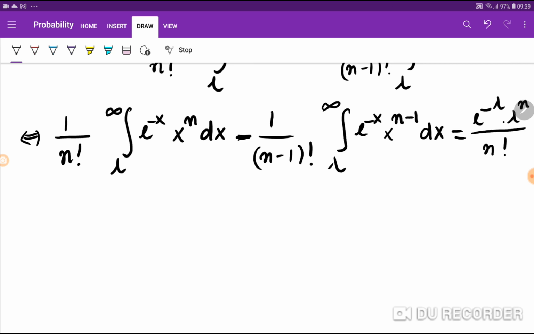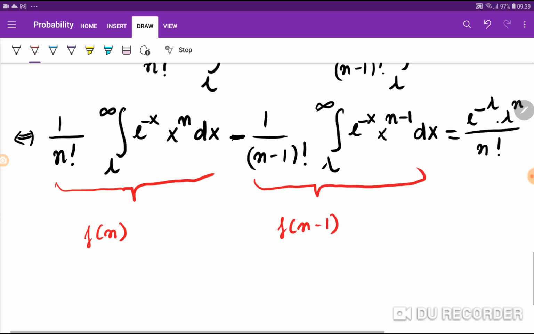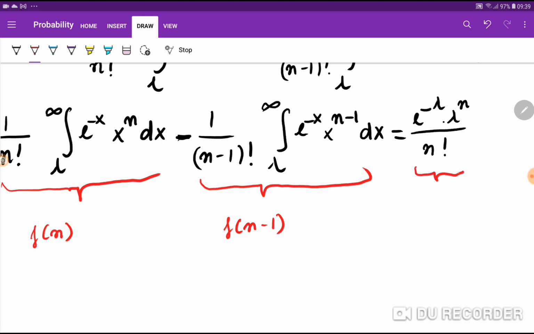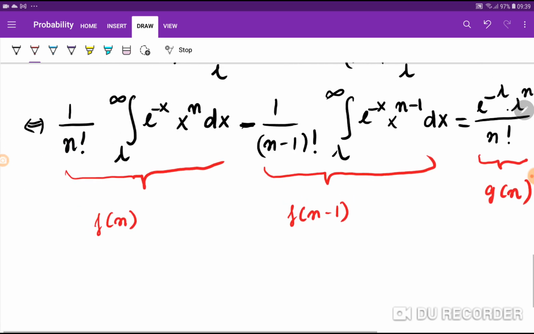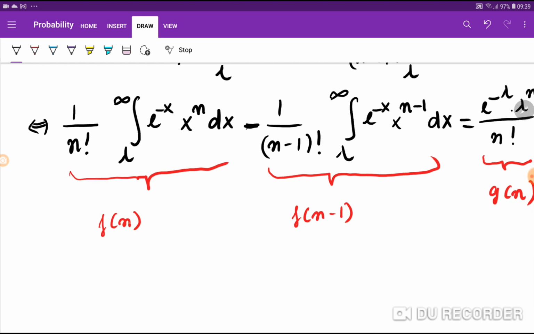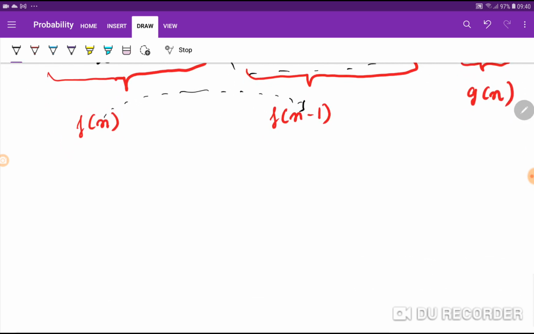Now I'm going to do something very interesting. I'm going to say this term is equal to f_n. So this term right here, you can observe, will become f_(n-1). And I will call this term right here g_n. Do you see it? Because if you replace n with n minus 1, you get this term, right? Assume it's a function of n. So we have f_n minus f_(n-1) equal to g_n.